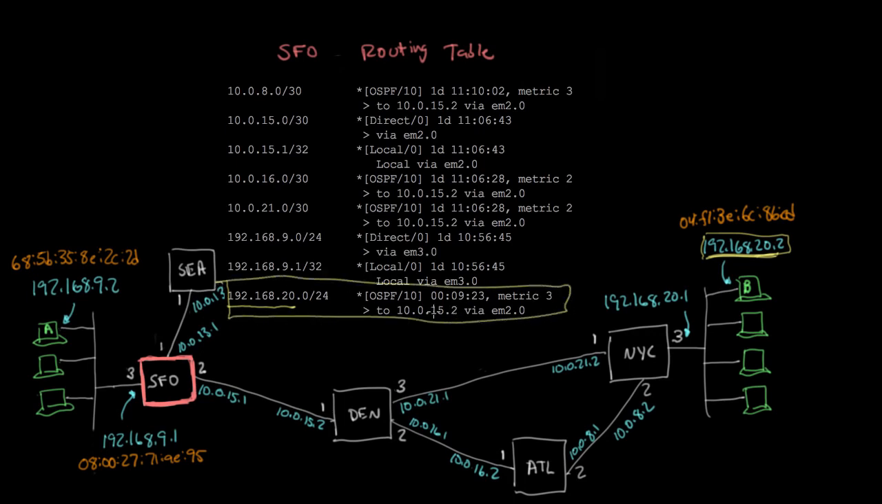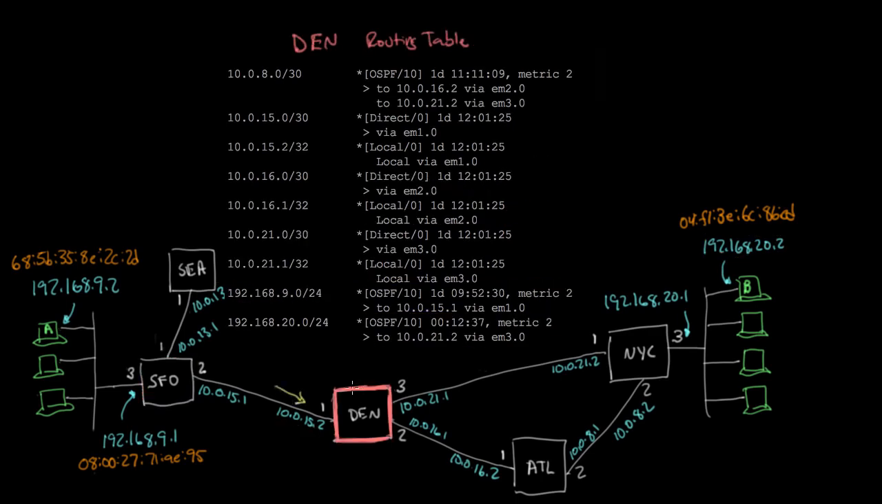There are a couple of things that we can see here. The most important part is the next hop. What's being shown here is that to get to 192.168.20/24, that prefix, go to 10.0.15.2, which is right here, via EM2. So it's interface 2. It's saying take that packet and send it out this direction towards Denver to this 10.0.15.2 address. Now that the packet has arrived at Denver, Denver is going to look at it and do the same thing. It's going to look in its routing table for a matching prefix.